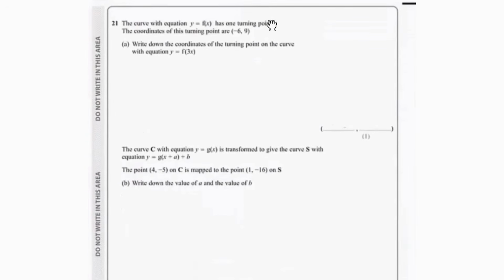The curve with equation y equals f of x has one turning point. The coordinates of this turning point are -6 and 9. Write down the coordinates of the turning point on the curve with equation y equals f of 3x. So whenever something is being directly multiplied to x, you will divide the x coordinate by that number. So -6 will be divided by 3, which gives us -2. So this shows that the graph is shrinking horizontally because the value of x has been reduced from -6 to -2. So x becomes -2 and y remains the same at 9. Nothing happens to y. Only x is changing.